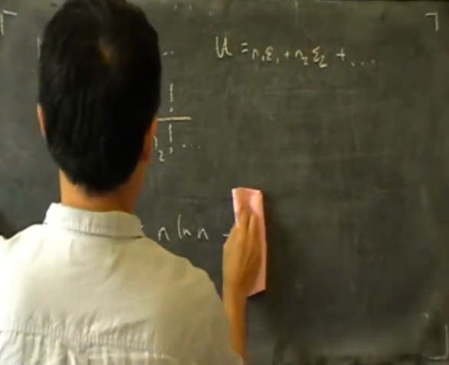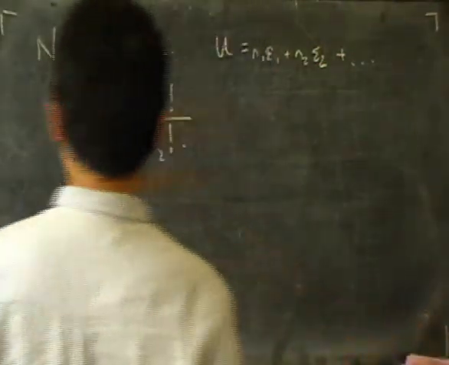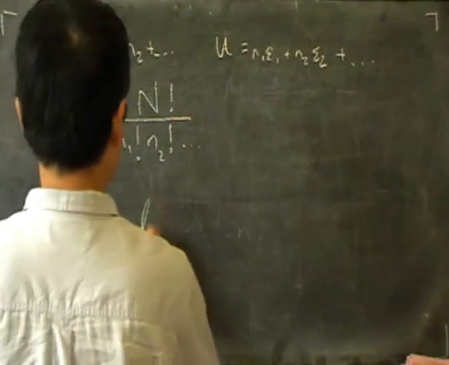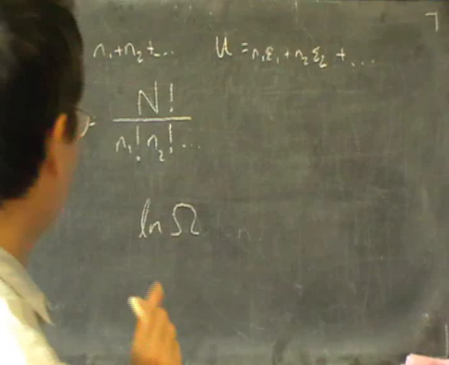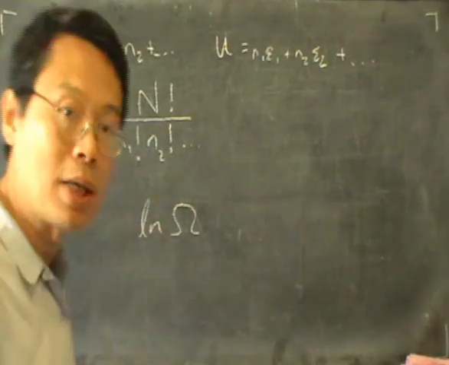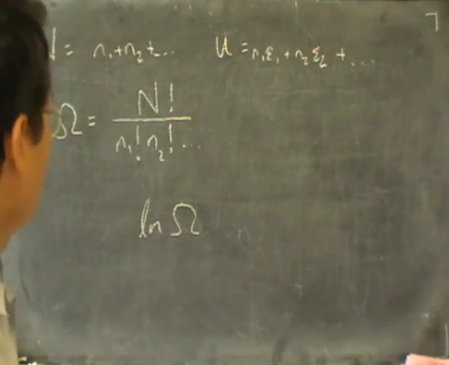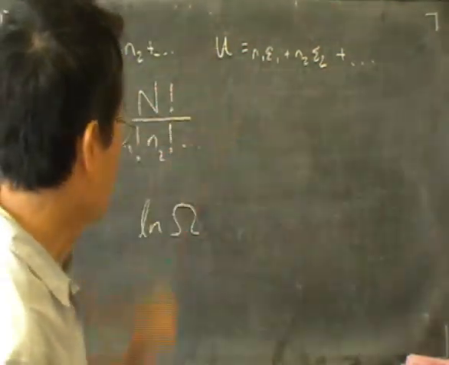Right, let's press ahead. So what we want is to find the maximum for the log of omega. We want to find values of n1, n2 that make this a maximum, with the condition that they must obey these two constraints.